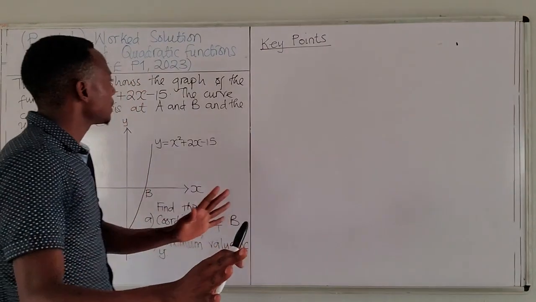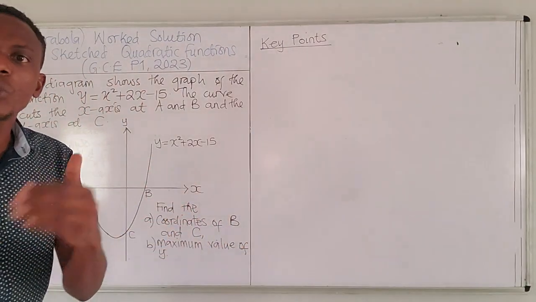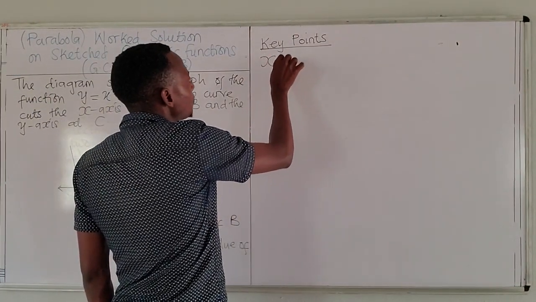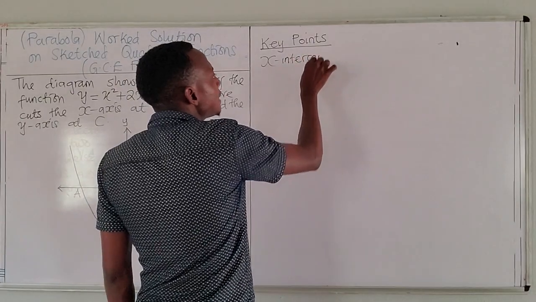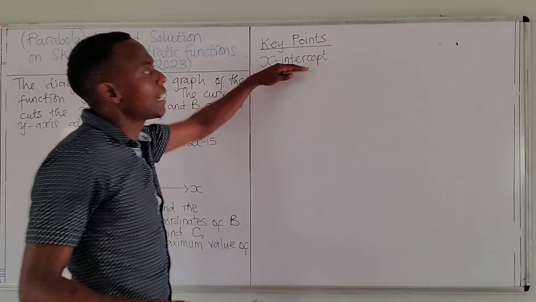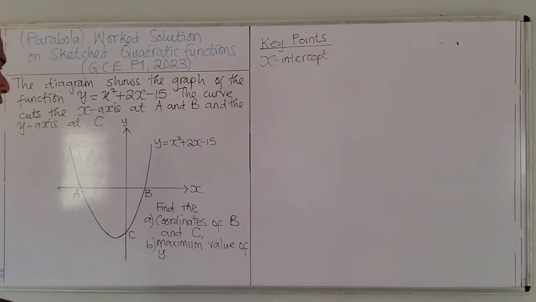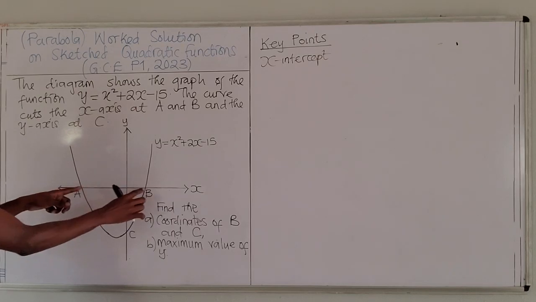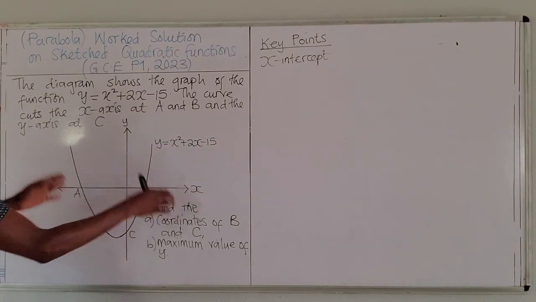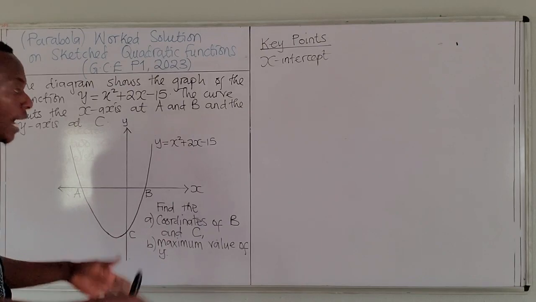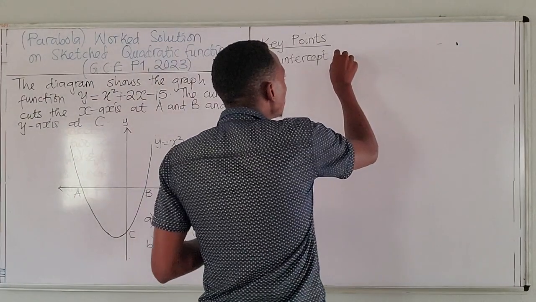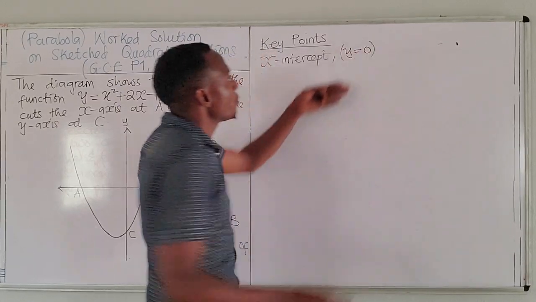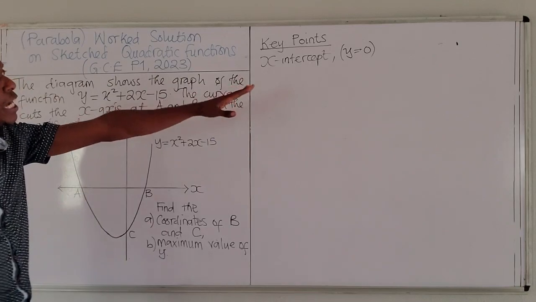So, now, the key points. What is it that you need to know in order to work out these questions? The first thing is you need to know the x-intercepts. What are x-intercepts? The x-intercepts are the points at which a graph touches the x-axis. In this case, you can see that A and B are here. Where it is cutting the x-axis, those are what are called x-intercepts. And we usually find them by setting y equal to 0.